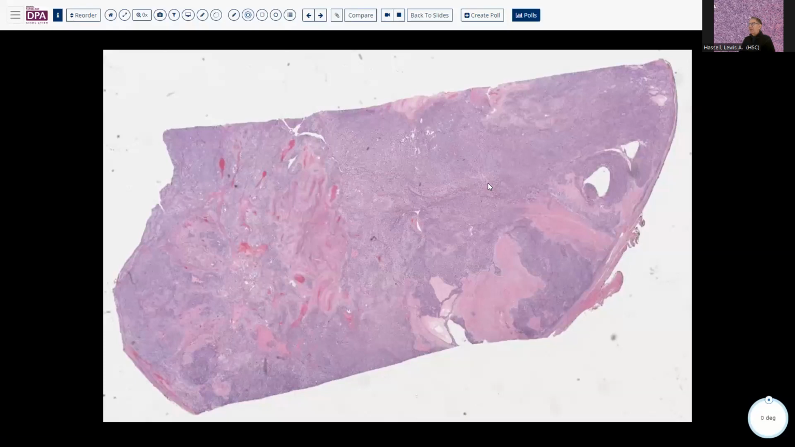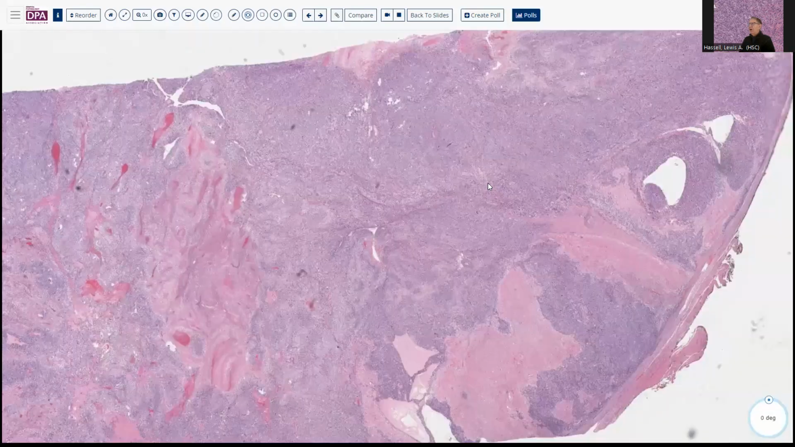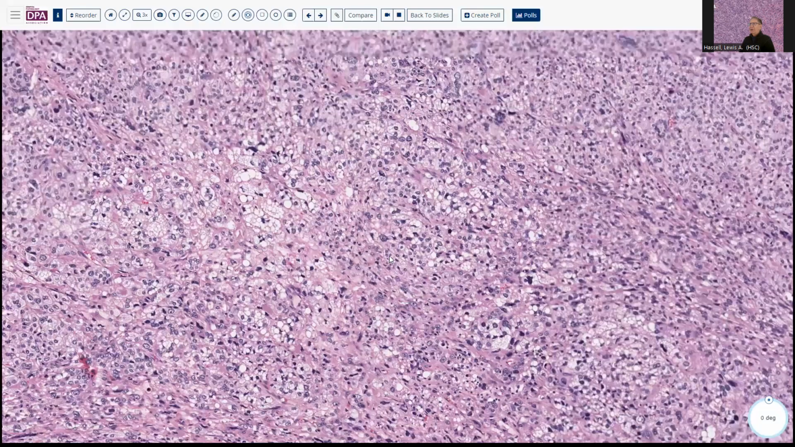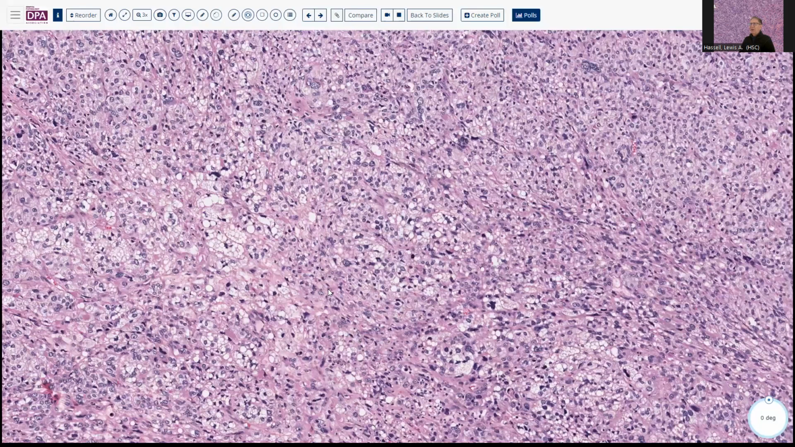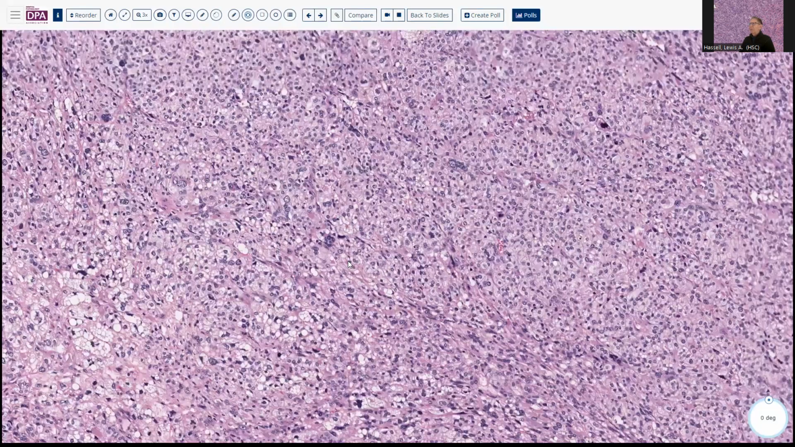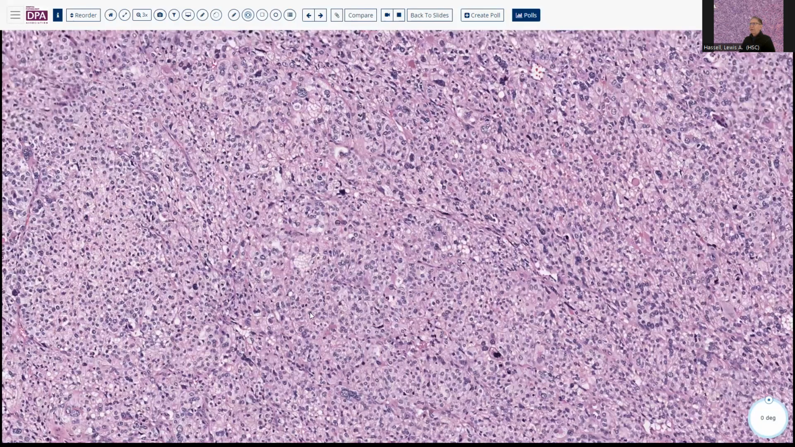Here's a much more cellular tumor, however, where the differential might include various carcinomas, other soft tissue tumors, and so forth. But recognizing this vacuolated nature of the cells, I think you would most likely be led to the likely diagnosis of pleomorphic liposarcoma.